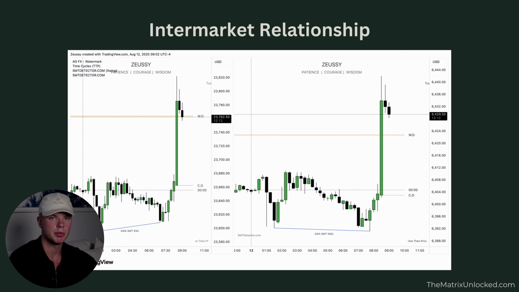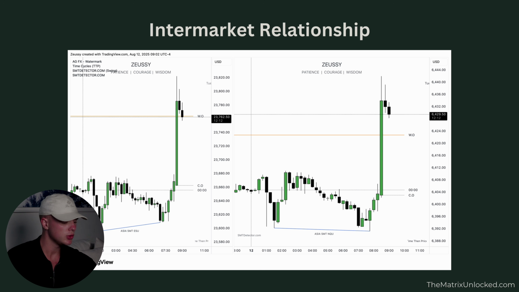The reason why this is important is because both markets should always move in tandem with each other. They should always do the same. But because Nasdaq created a higher low whilst ES created a lower low, that means manipulation occurred, and that manipulation is signaling to you that the time is right for a new reversal to unfold.